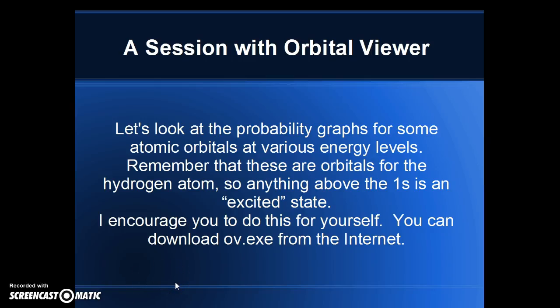Let's spend a few moments working with Orbital Viewer. We'll look at probability graphs for some atomic orbitals at various energy levels. Remember, these are orbitals for the hydrogen atom, so anything above the 1s would be an excited state for the hydrogen atom's electron. I encourage you to download Orbital Viewer from the internet and take a look at what Dr. Manthey has provided for us.